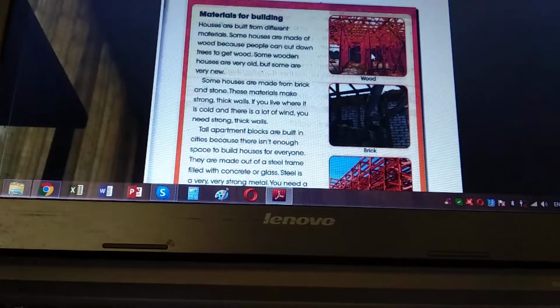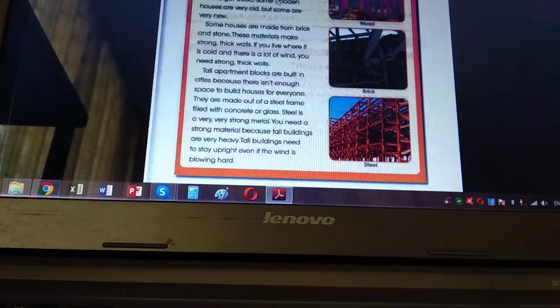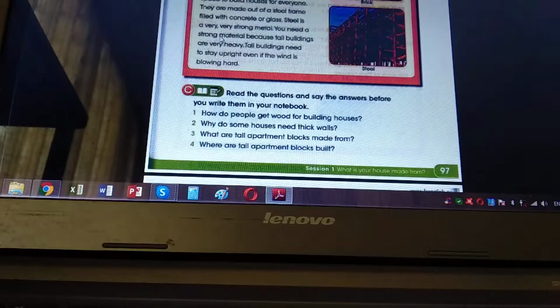page 97. Materials for building. We have three types of materials for building: wood, brick, and steel. Usually in the city we will have houses made from steel, and then from there they will build a house. This will be the basic one. Also brick, and usually in rural areas they have wood. Okay, they are made from wood. Okay, now let's take a look at the text. Okay, you can read by yourself. Okay, I will read for you. Those who cannot read, I will read for you.